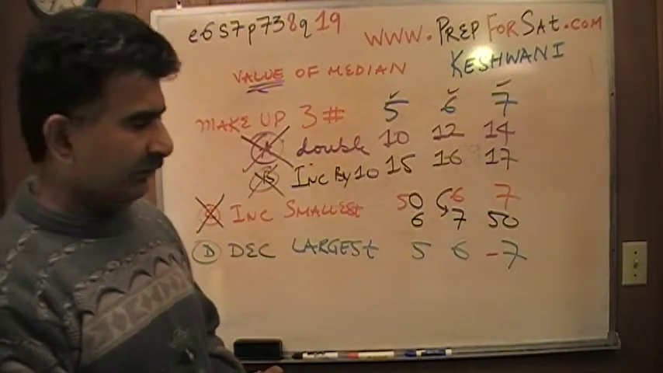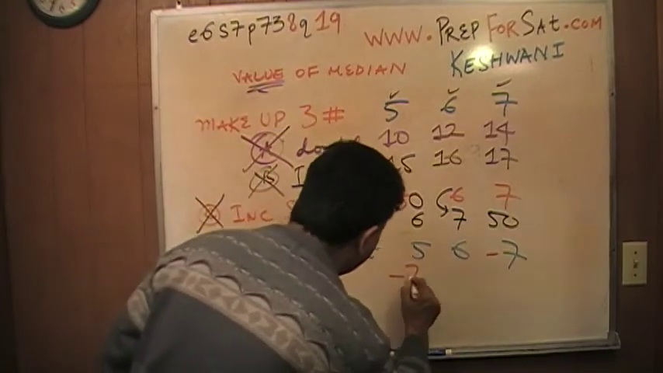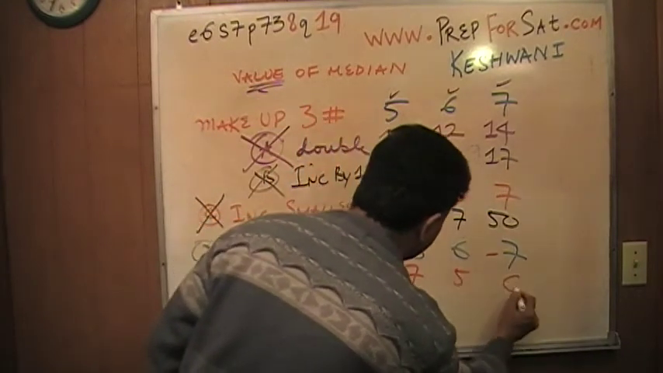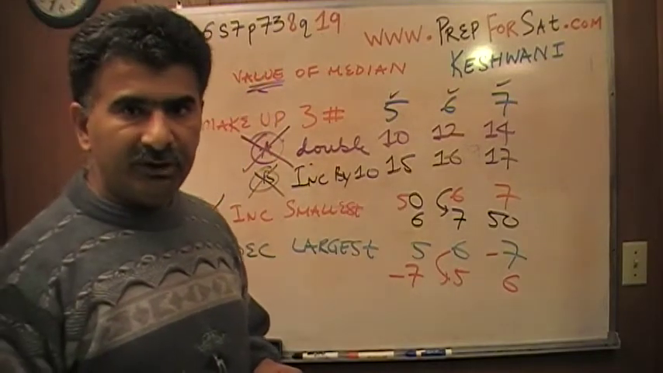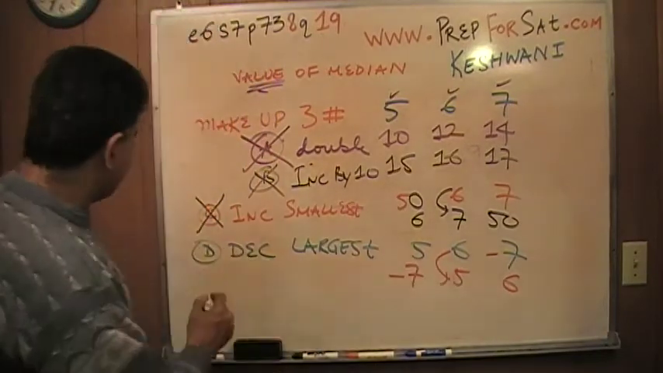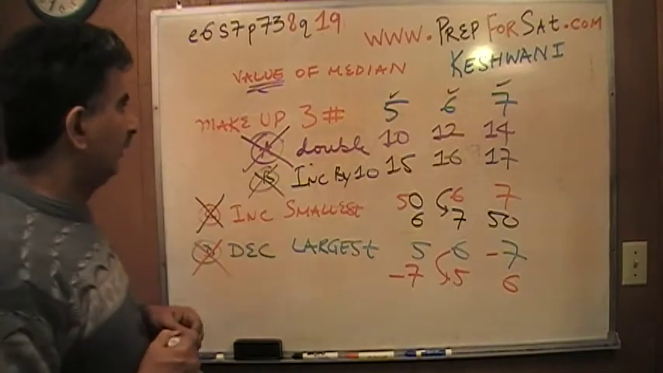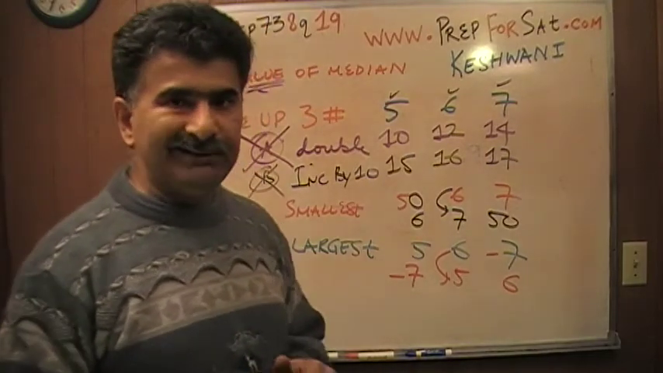They need to be rearranged. The smallest number now is the negative 7. The next one is 5, and the next one is 6. As you can see, the value of the median changed. Before the median was 6, now it's 5. D is no good. The only thing that is left, our only hope, is E.